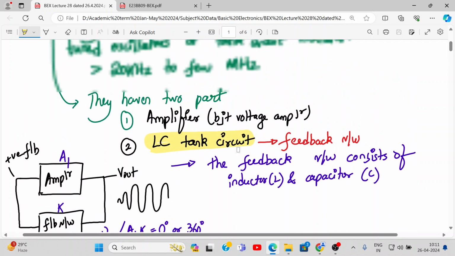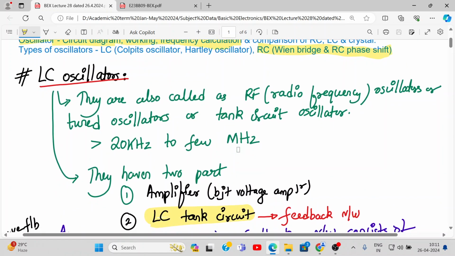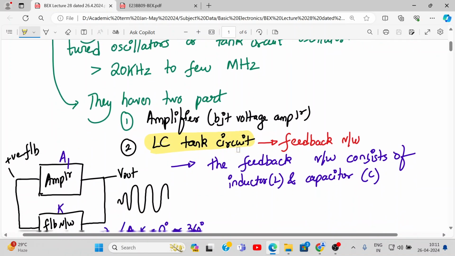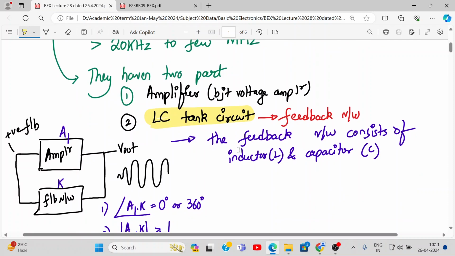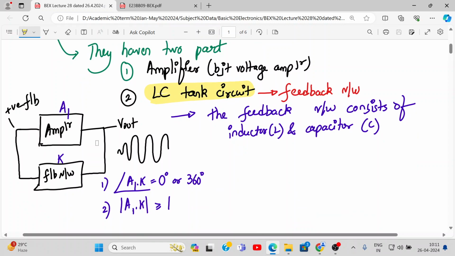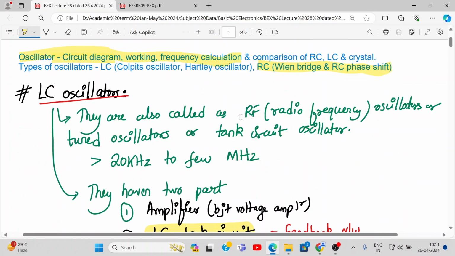Okay. So this is the background of LC oscillators. Why are they called LC oscillators? Because the feedback network consists of an inductor and a capacitor, and it uses positive feedback. It has two parts, an amplifier and a feedback network. So the overall phase shift should be 0 or 360 degrees, and the product of their individual gains should be greater than or equal to 1. So these criteria LC oscillators should follow.